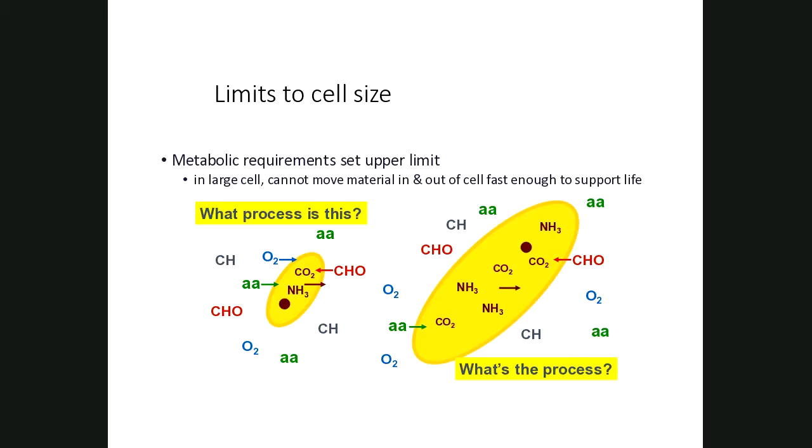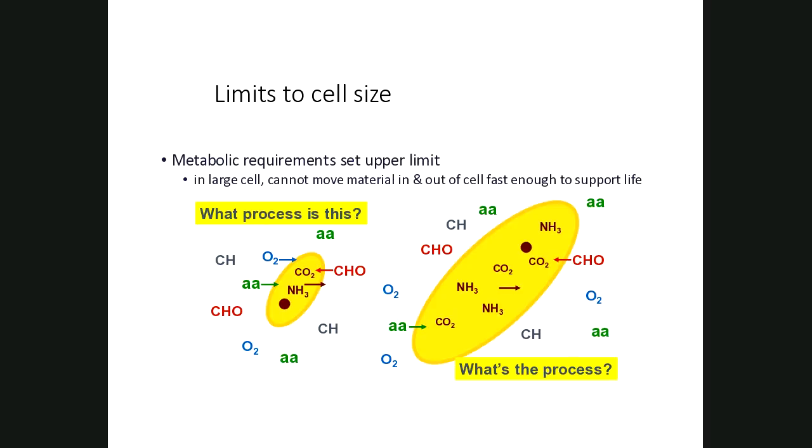So this is looking again at that limit to that cell size. It says the metabolic requirements set that upper limit. In large cells, it's much more difficult to move that material inside and outside fast enough to support life. And so that's exactly what we have been just talking about. So what is this process?